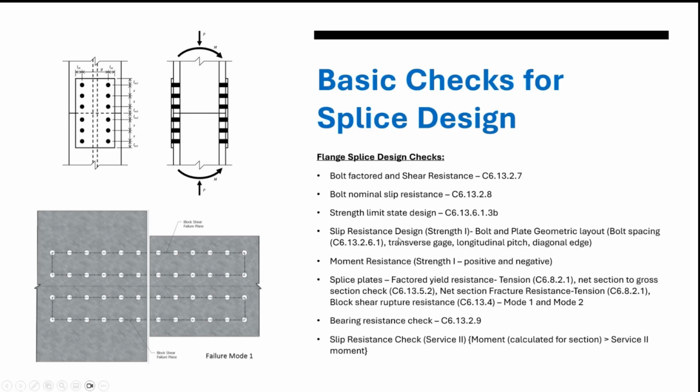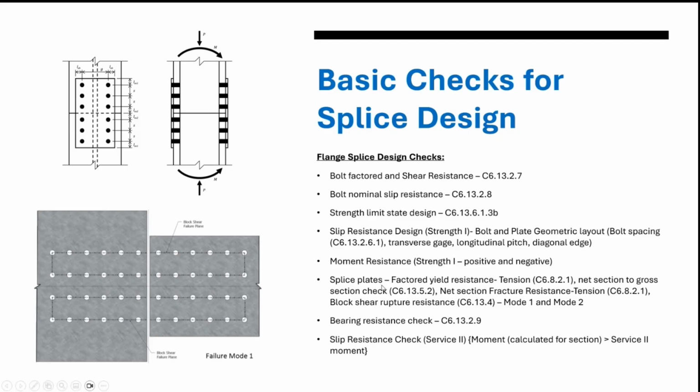And we have the slip resistance design. Then the bolt and plate geometric layout, for the transverse gauge, the longitudinal gauge, and the diagonal edges of the bolts. And the moment resistance check for the Strength I, positive and negative, where the flange splice plates must resist the bending moment transferred through the flange, because the flange plates are more critical for tension and compression.